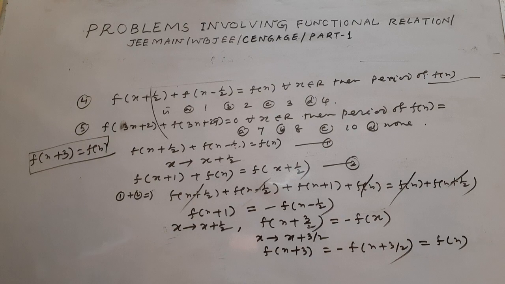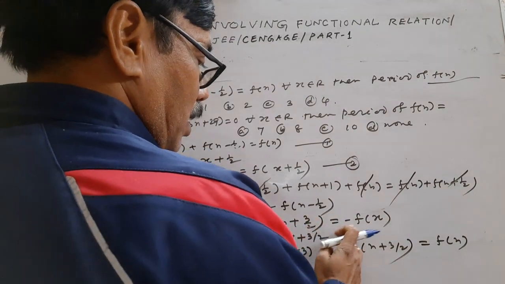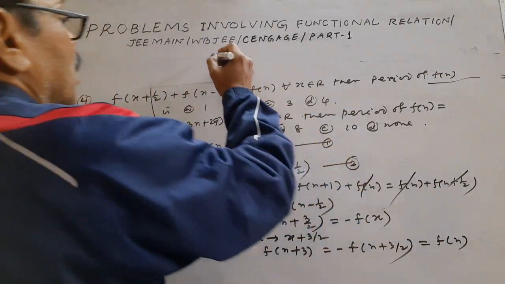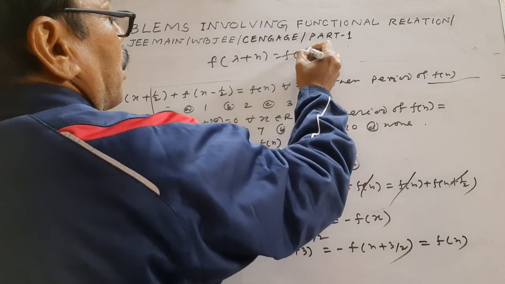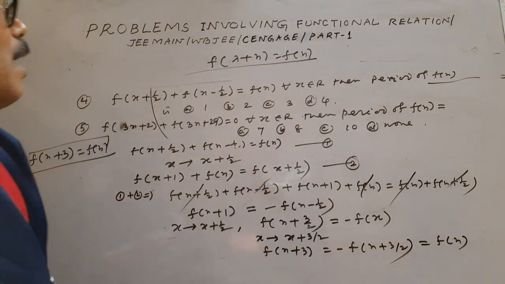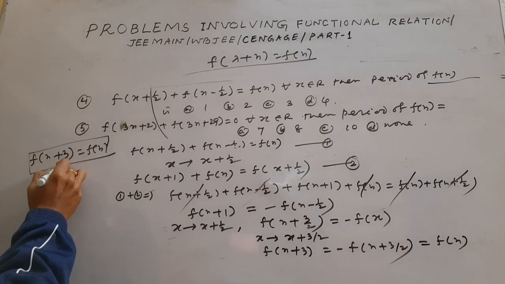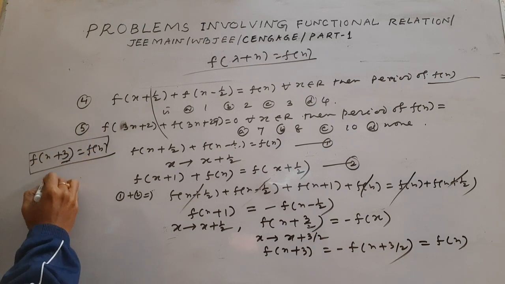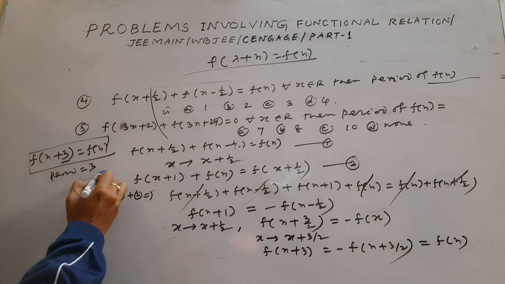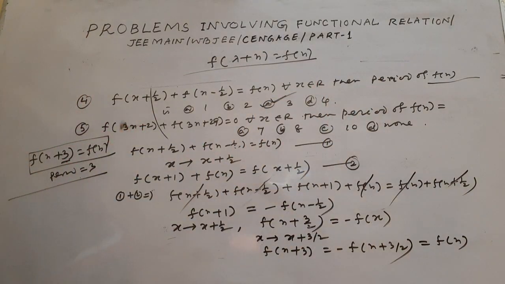So what is the period? The period is defined by f(lambda plus x) equals f(x), then lambda is called the period. Lambda is an integer here. So the period equals 3. The period of f(x) is 3.